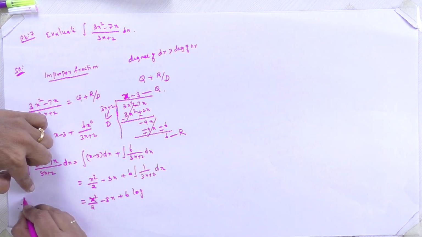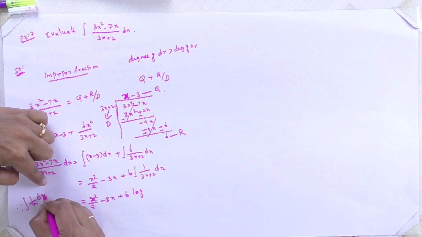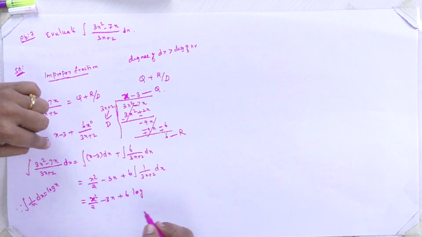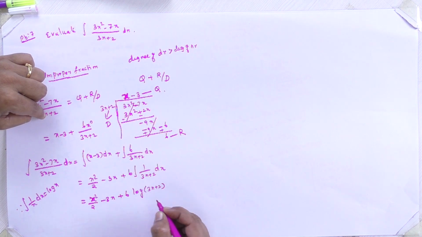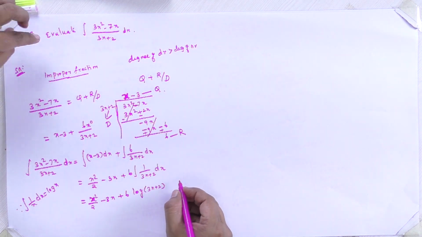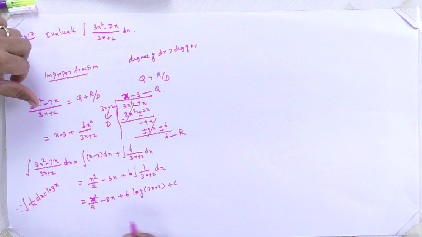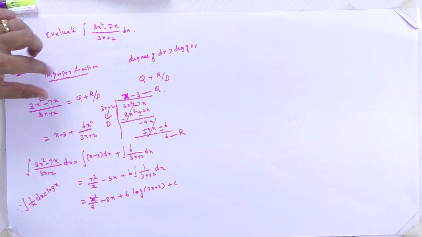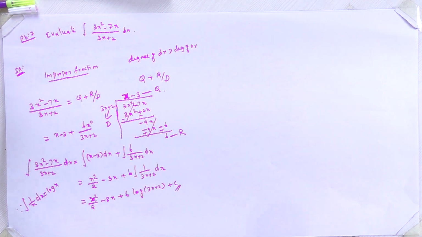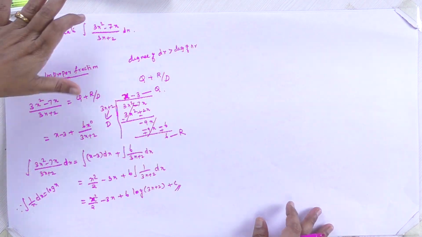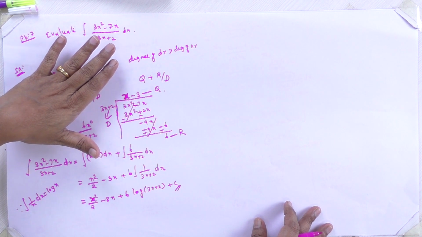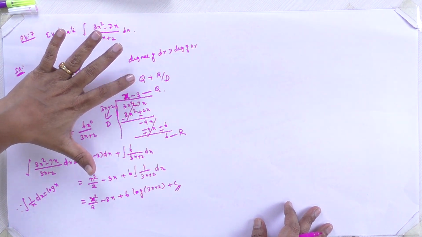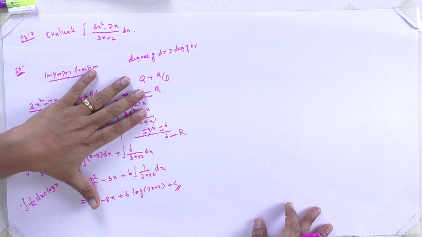This is equal to x square by 2 minus 3x plus 6 times, we know the integral of 1 by x into dx is equal to log x, the formula. So we substitute here: log of 3x plus 2. No limits, so this is the integrating constant. This is the answer for this problem. See how the improper fraction is changed into a proper fraction with the help of quotient plus remainder divided by divisor.